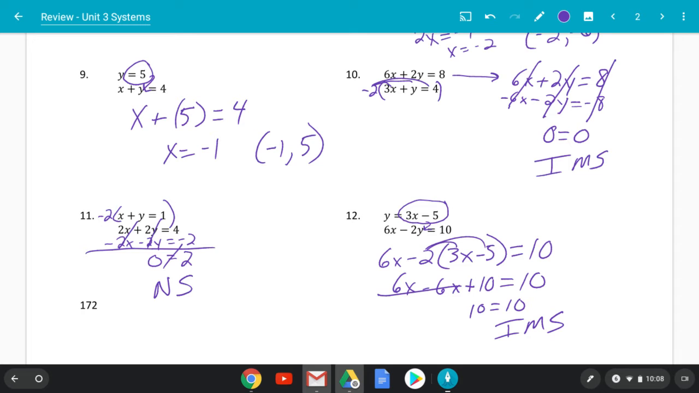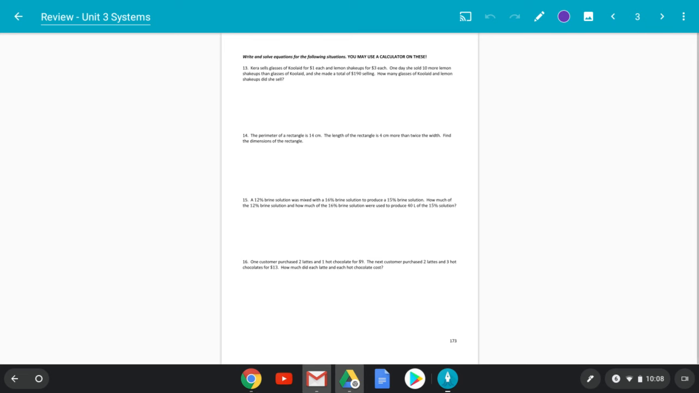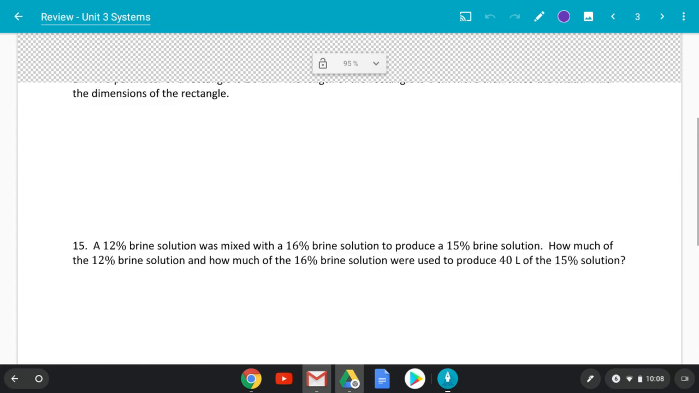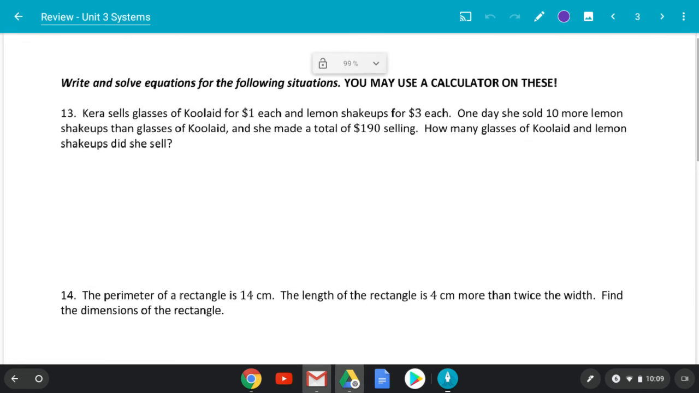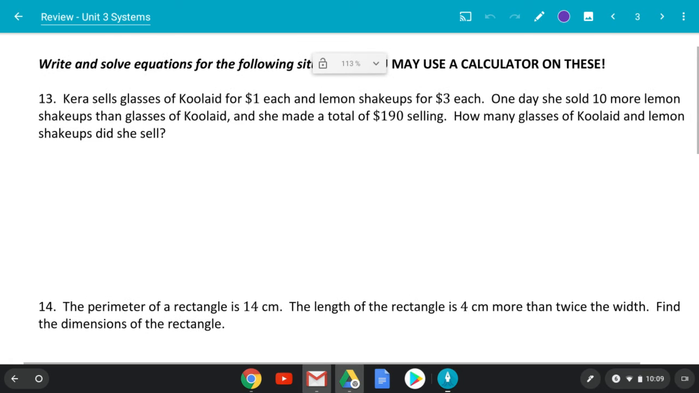Any questions on those? Next page. Now, here's the word problems. This is the one that I believe everybody has a little bit of difficulty with. Okay? So let's take our time. I know I'm going to have to come up with 2 equations.